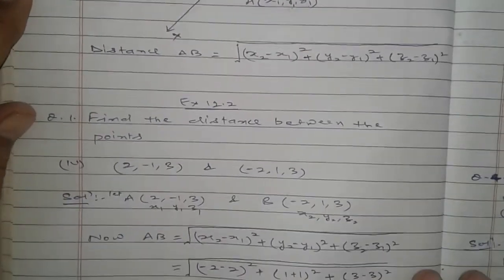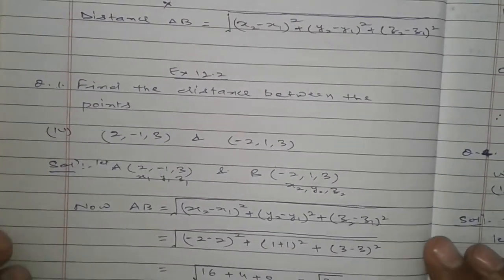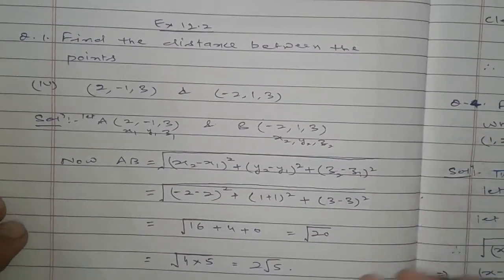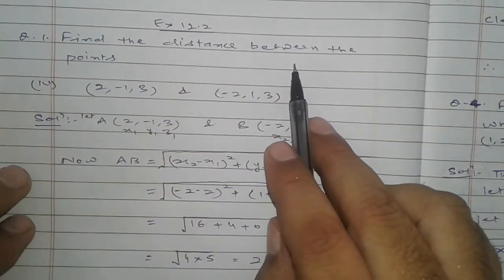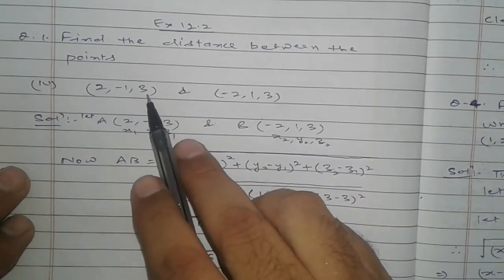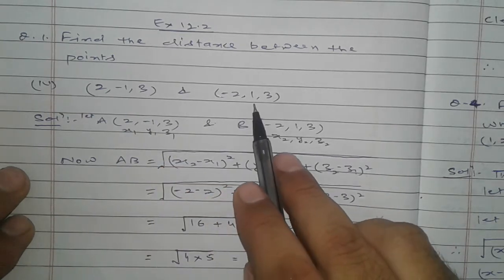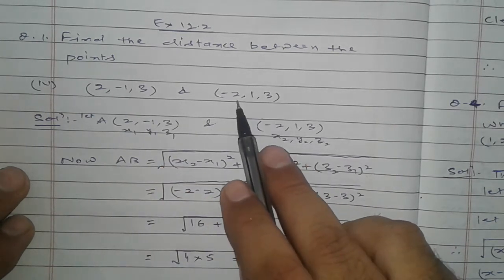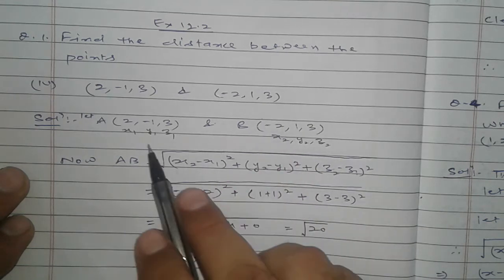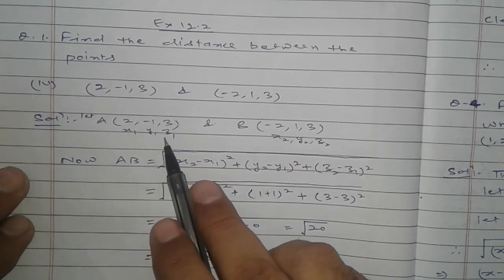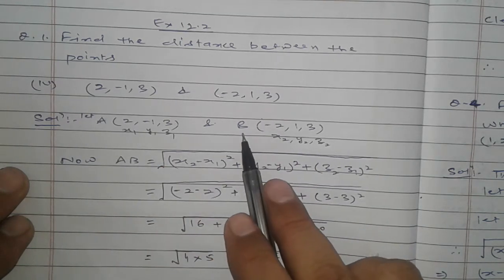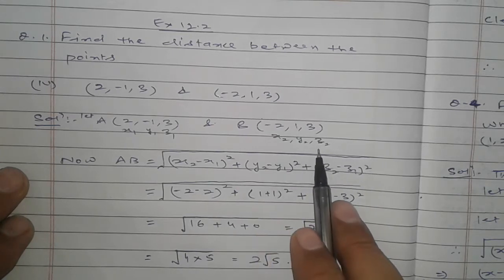and simple also. Exercise 12.2. First is, find the distance between the points 2, minus 1, 3 and minus 2, 1, 3. Let us call this point A (x1, y1, z1), and let this point B be (x2, y2, z2).